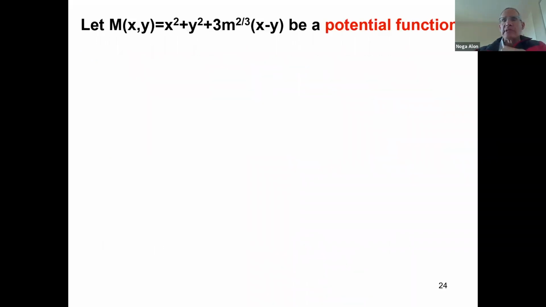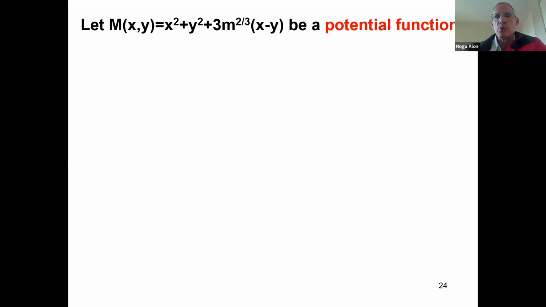And now we have to choose some potential function. So let me choose this potential function. For this case, this one is good: x squared plus y squared plus this constant 3m to the 2/3 times (x minus y). I should say that the normal potential function is x squared plus y squared, somehow the L2 norm of the differences. But you need some correction. You'll soon see why, in order to keep this potential function increasing.